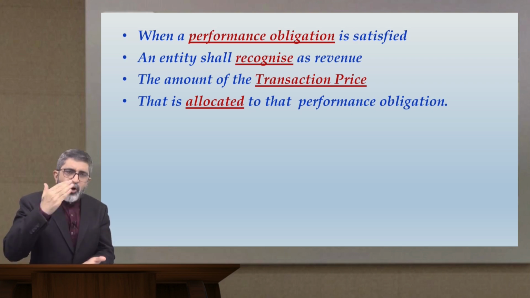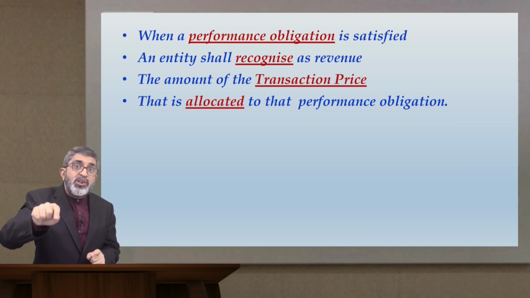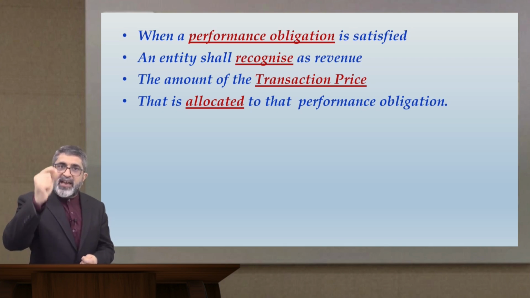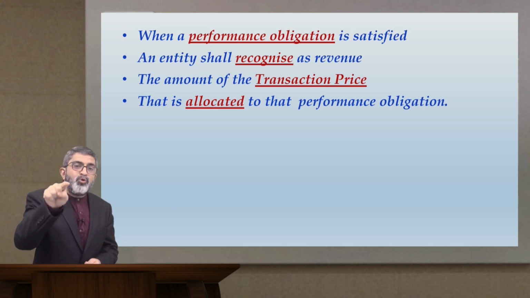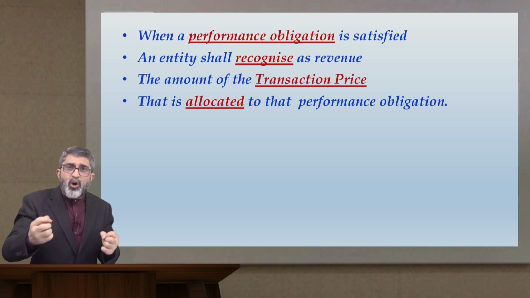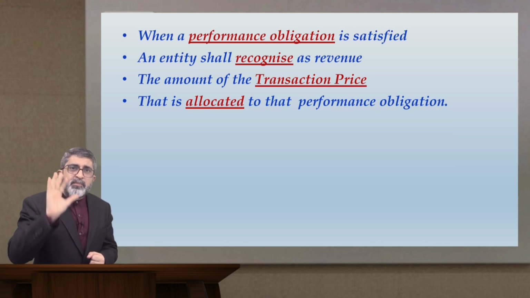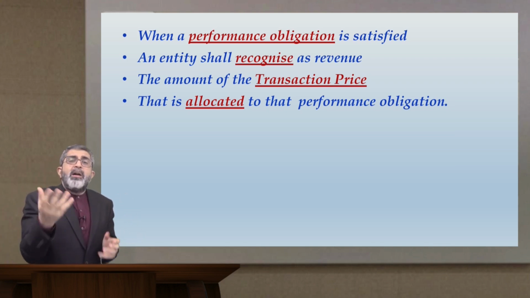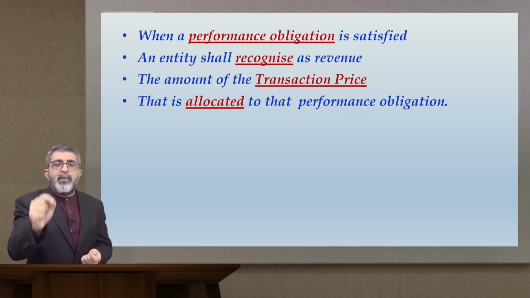When a performance obligation is satisfied, that means they are telling you that on completion of the fifth step, an entity shall recognize revenue. But recognize as revenue what? The amount of the transaction price. So you cannot be vague or loose about anything. You have to be very, very specific that if at all someday you fulfil all your performance obligations, you will go for revenue recognition. But how much money you will recognize as revenue, you should know that it has to be the amount of the transaction price.